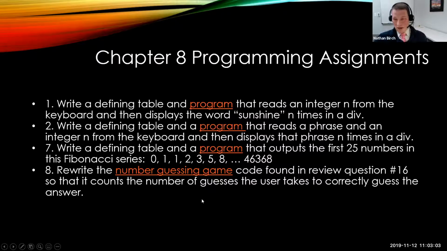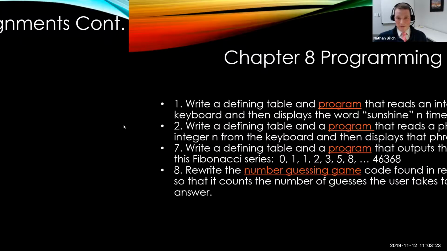Rewrite the number guessing game code found in review question number 16 so that it counts the number of guesses that the user takes to correctly guess the answer. I'm pretty sure that one was the one with the prompt that popped up and you kept on guessing. It was looping through until you guessed the right answer. And so we would add like 2 lines of code to that to track how many times they guessed, or how many it took them to guess it.